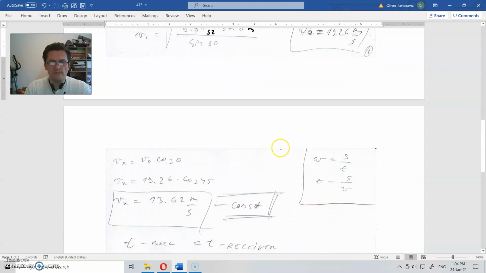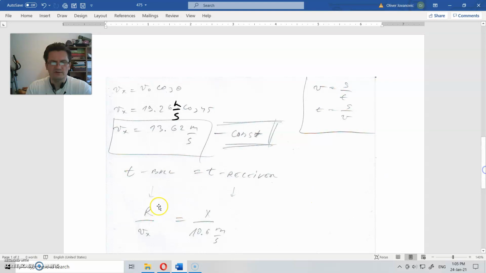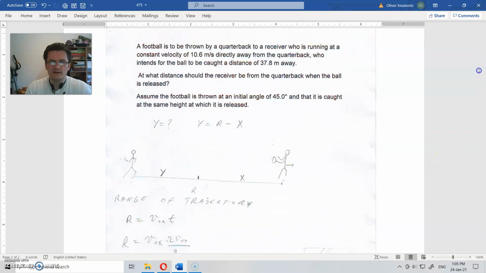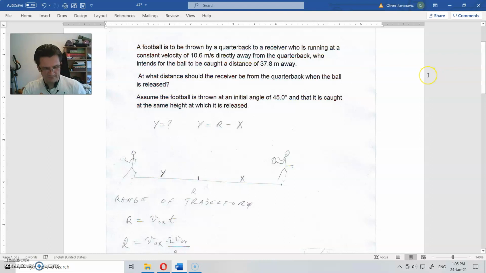Second thing, now find what Vox is. Vox is Vo times cosine of 45 degrees, and that is 13.62 meters per second. And the time of the ball is equal to the time of the receiver. The time of the ball is range divided by Vx, and this is the motion of the receiver, the distance traversed by the receiver, and this is its speed. And from here you could find x, and then you could easily find y.